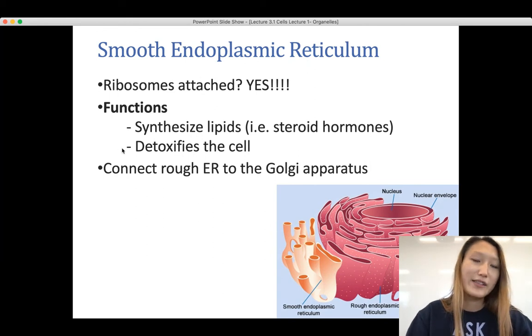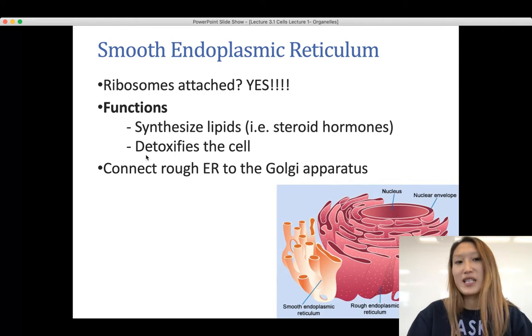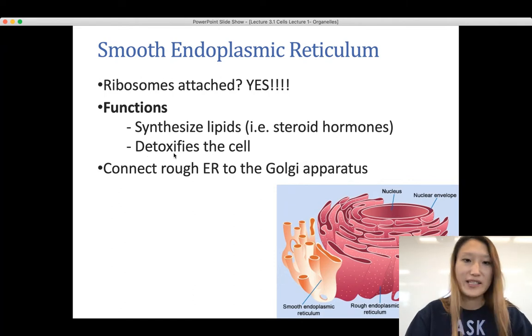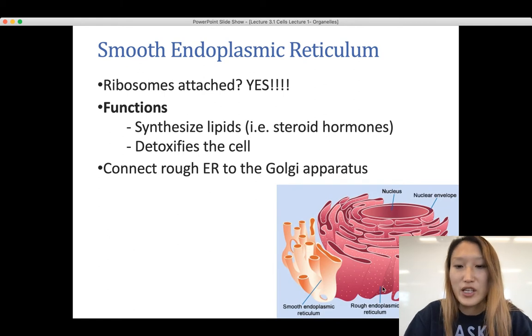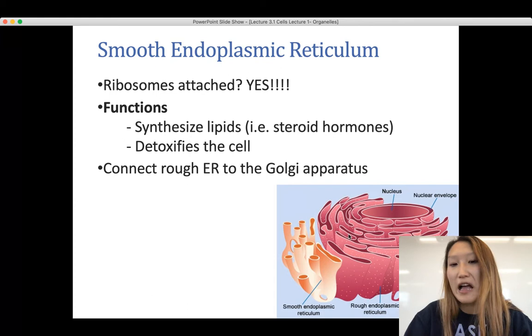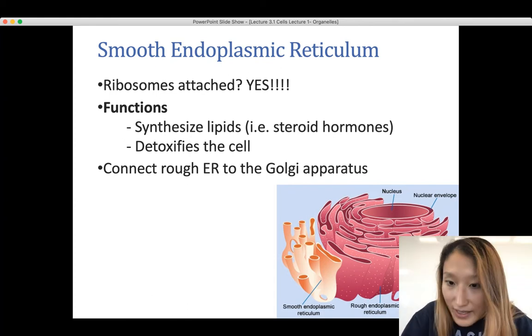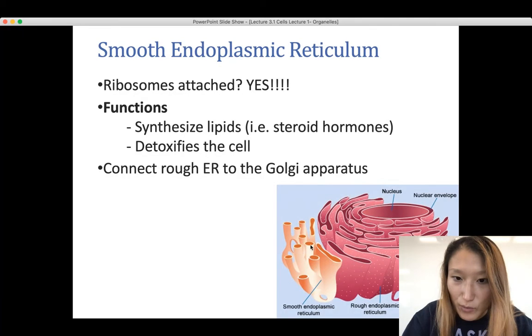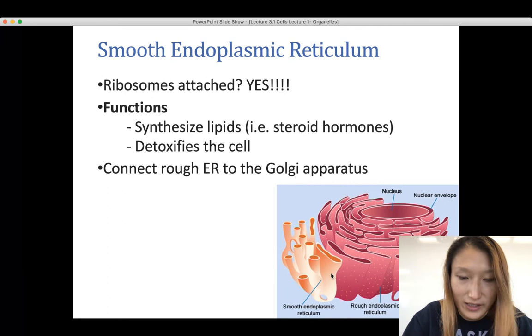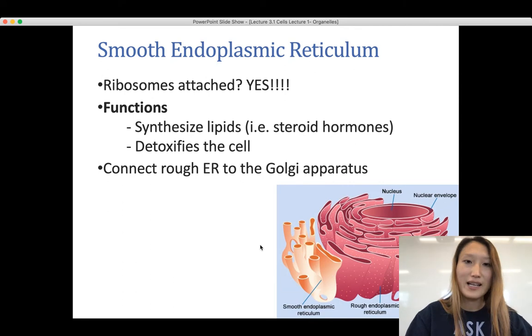So smooth ER can break down certain material, and as an example, it can break down toxins such as alcohol inside your cell. With the smooth ER, you need to be able to see a picture and then recognize it, right? These are rough ER because they have ribosomes attached to them. But then the ones that are still pretty close to the nucleus but don't have any ribosomes attached, with a smooth surface, that is the smooth ER, okay? You're welcome to pause the video at any point to write down your notes.